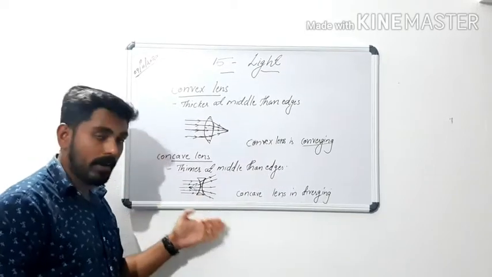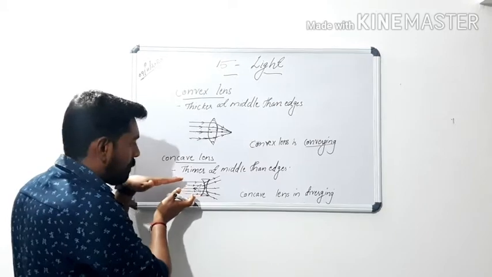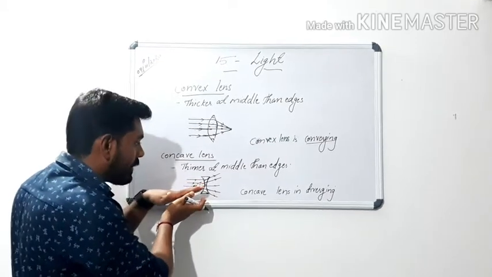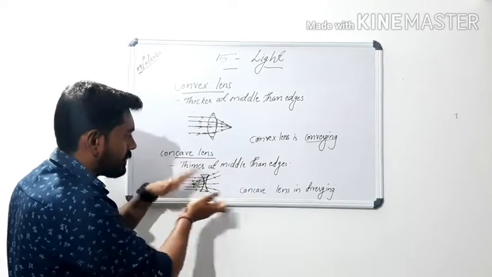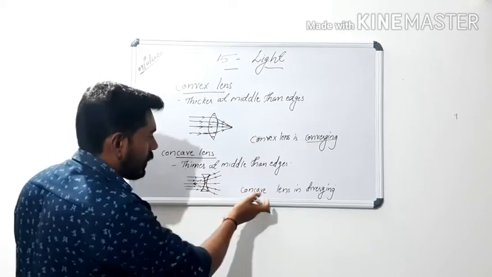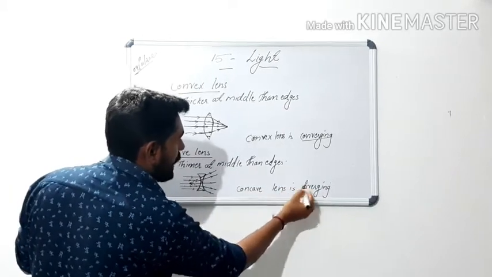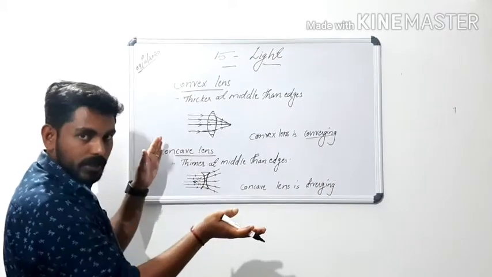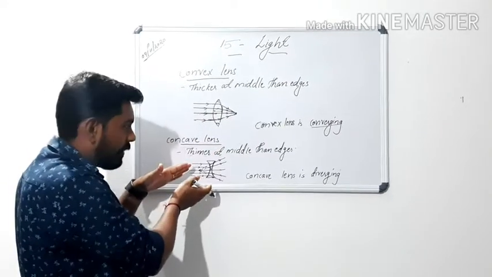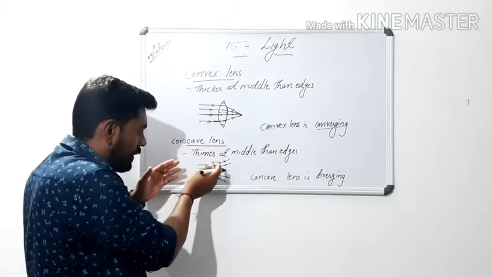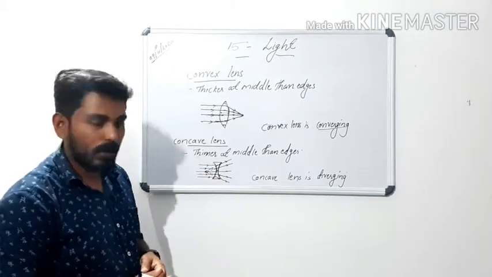In the case of a concave lens, all the parallel rays pass through the lens and are diverted or scattered. That's why the concave lens is called a diverging lens, because it is diverging. When you extend these diverging rays backward, they appear to meet at a point.